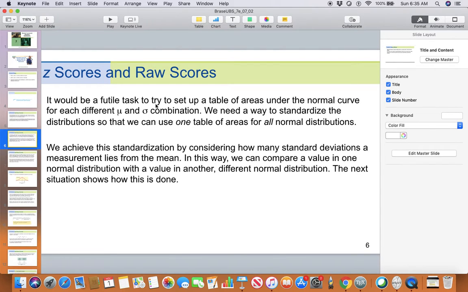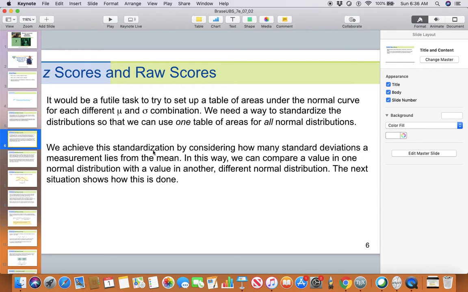It would be a futile task to try to set up a table of areas under the normal curve for each different mu and sigma combination. We need a way to standardize the distributions so that we can use one table of areas for all normal distributions. So I hope this is clear. For different mu and different sigma, you will get a different normal curve. But we want to be able to find area, so it's better to have a table for one particular normal distribution. So that is the standard one.